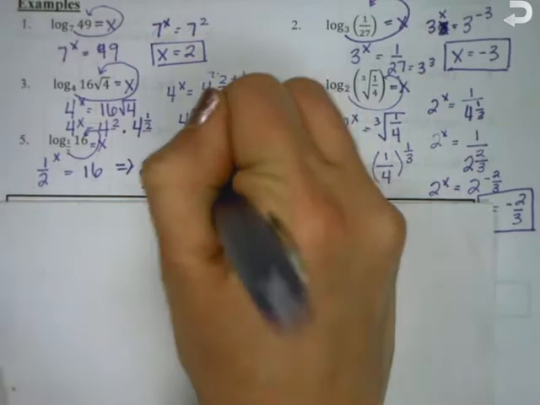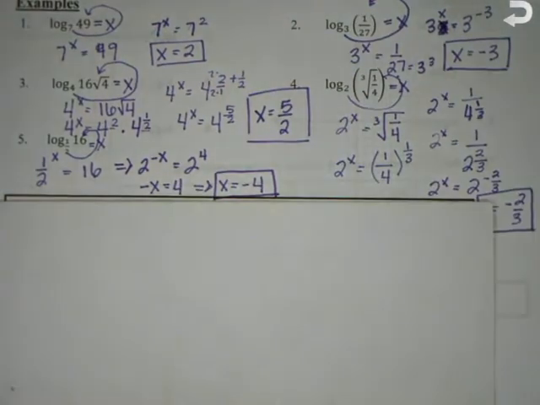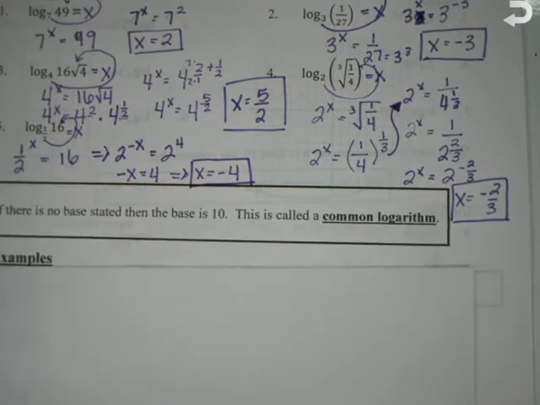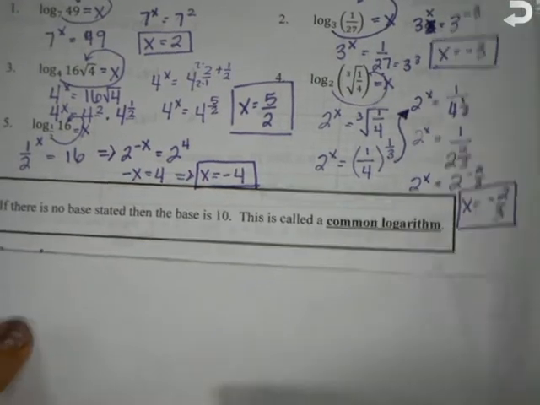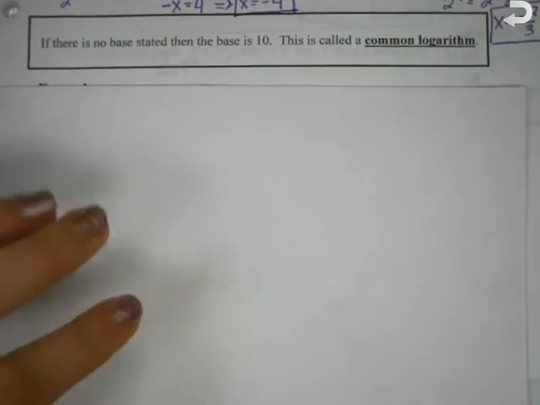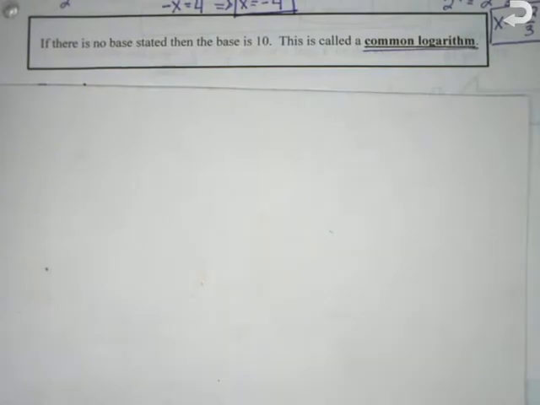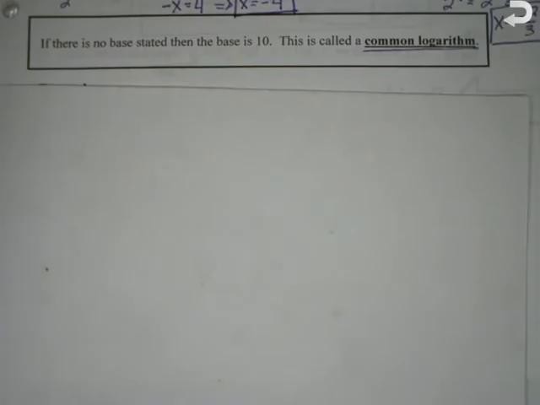So here's our reminder. If there is no base stated, then we assume that the base is 10. And this is actually a definition. It's called a common logarithm. Okay, so that's why we don't have to write it. Because if it has a base 10, it's called the common logarithm. So we don't have to write it. It's just assumed. Okay, so I've just put that in a box to remind you guys.